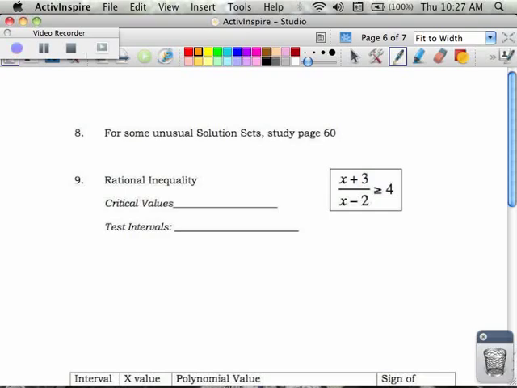Okay, so in this particular problem, something that's different than our previous ones is that there's a fraction, but the steps are the same. Step number 1 was to get everything on one side. In order to do that, I have to move the 4 over. So I have x plus 3, all over x minus 2, minus 4 is greater than or equal to 0. So the first step did not change.